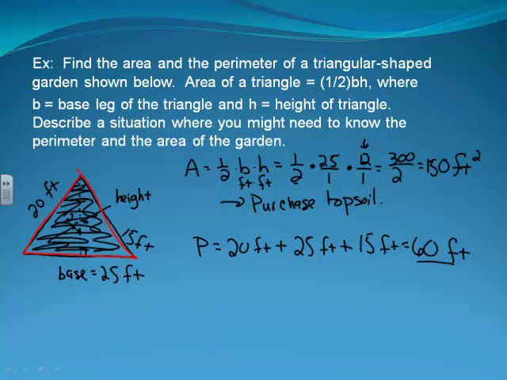20 feet plus 25 feet plus 15 feet is 60 feet. An application for that, in this particular example, if you have a garden, perhaps you need to fence that garden to keep out predators, deer or rabbits or whatever. If you have to go to Lowe's to pick up fencing, you would have to know the distance around that garden to know how much fence you needed to pick up.